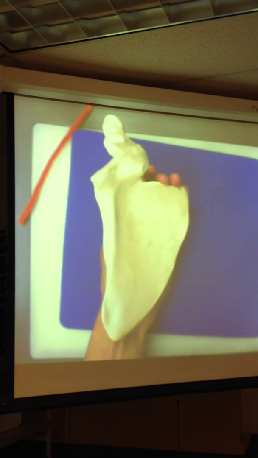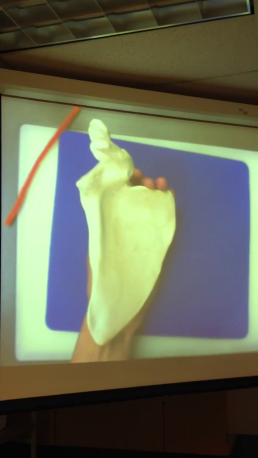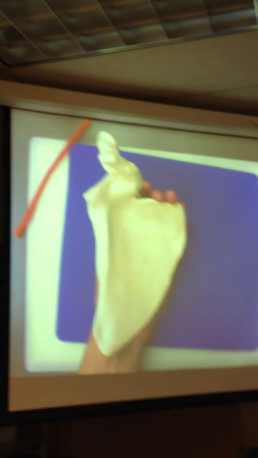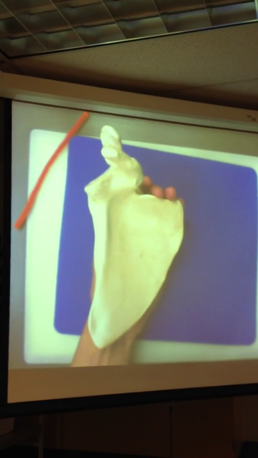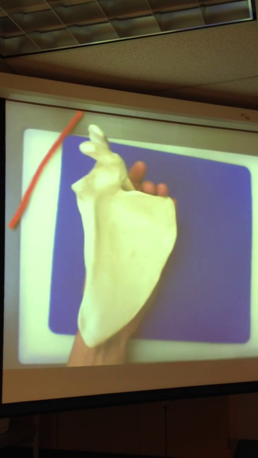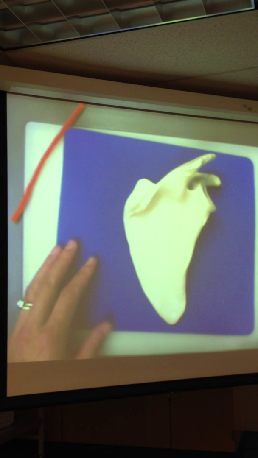These names are important because you also have muscles associated with these fossas. So the supraspinous fossa is covered by the supraspinatus muscle. The infraspinous fossa is covered by the infraspinatus muscle. The subscapular fossa is covered by the subscapularis. So these names are going to come back. You can't brain dump them.